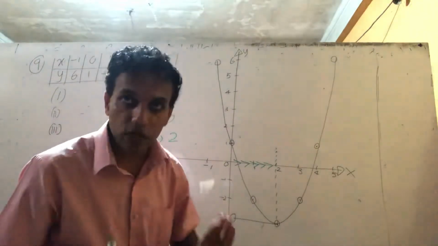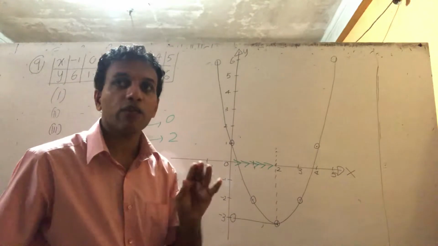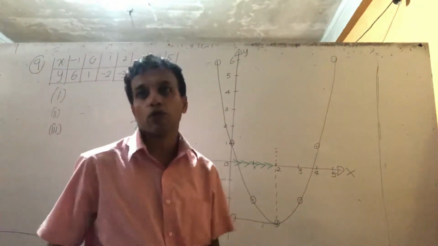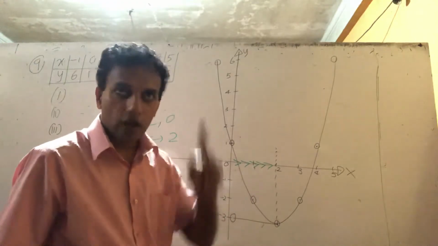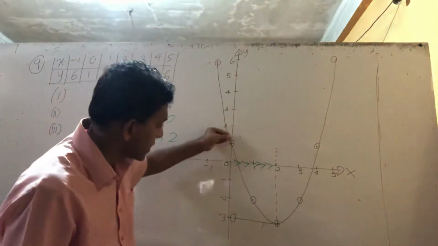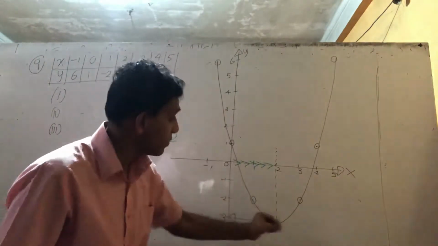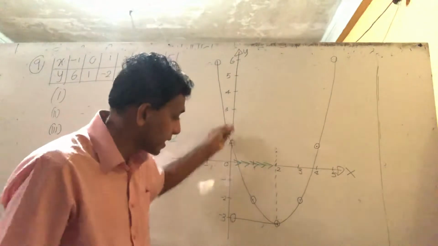Y is decreasing. But here they ask about behavior. You can see in your school book questions, so many behavior problems. They're shown in the example type also, and I also mentioned it in my previous video. So y is decreasing when x goes from here to here.